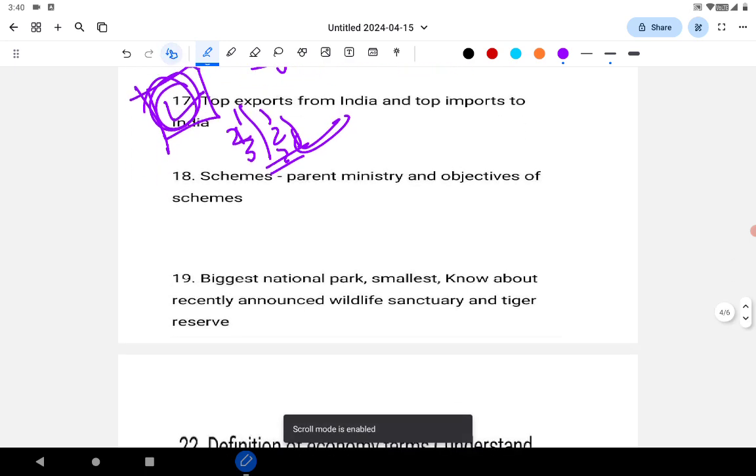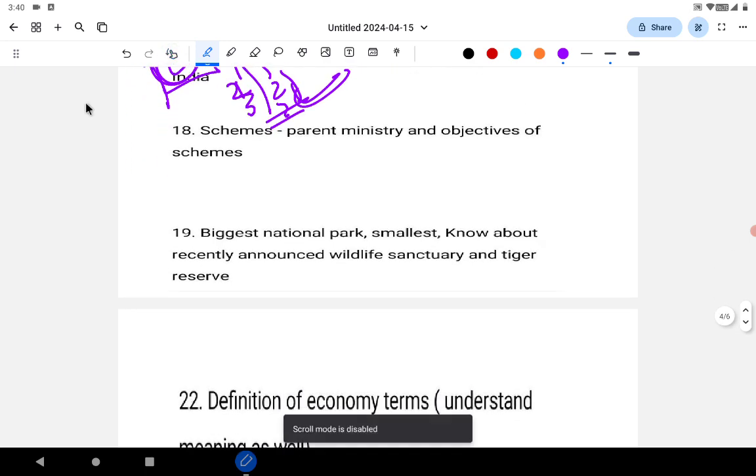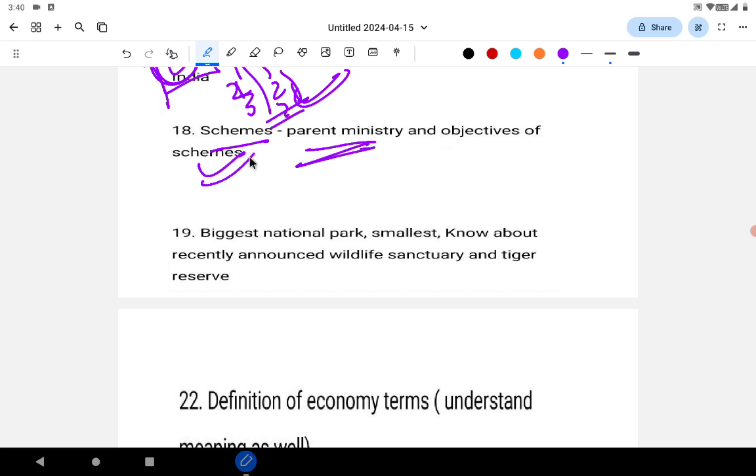While you study the schemes, it's not necessary to study everything. It's not necessary to study 1 or 2 pages on each scheme. For each scheme, remember the parent ministry and one important objective. They have asked about a scheme, I think Swayam. It's related to, I think, MHRD, related to education. Just remember one objective and also the parent ministry. That's enough.